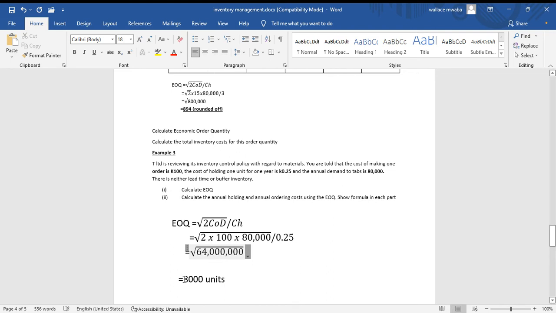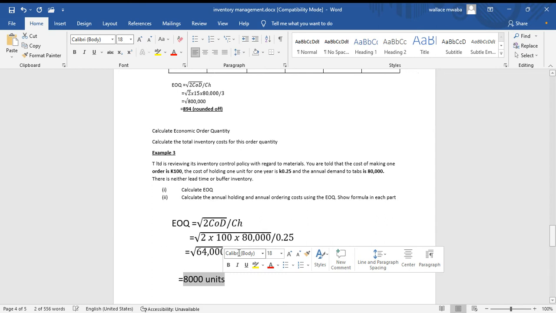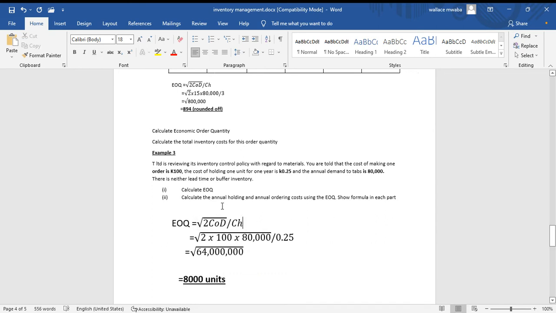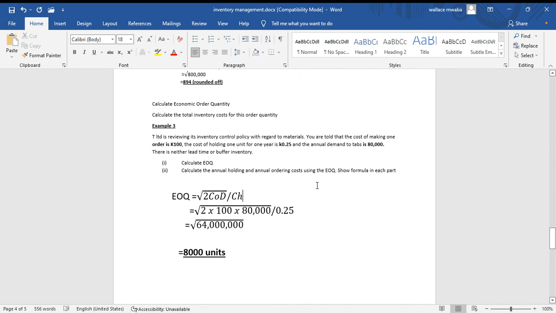Now we go to part 2. They've told us to calculate the annual holding and the annual ordering costs using the EOQ. So the EOQ is 8,000 units, and we have to show the formula in each part. So we're going to start like this. Let's write part 2 here.